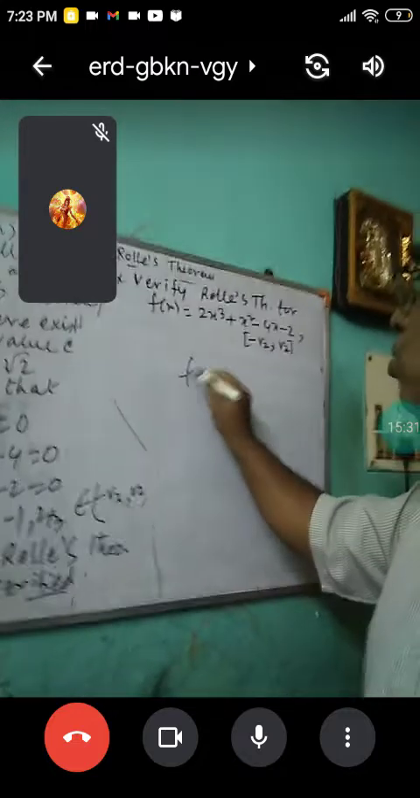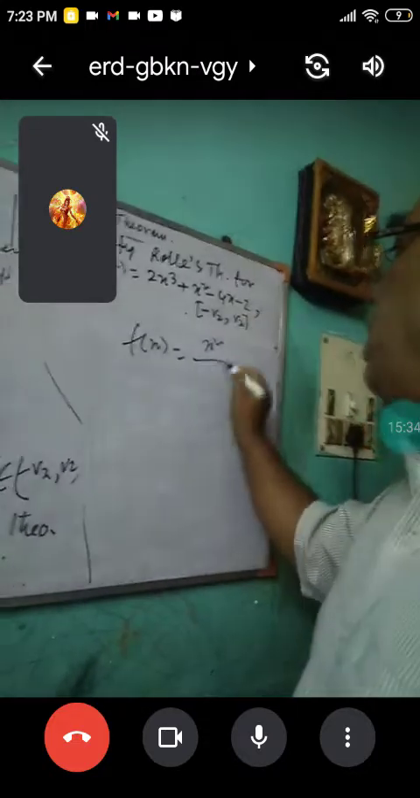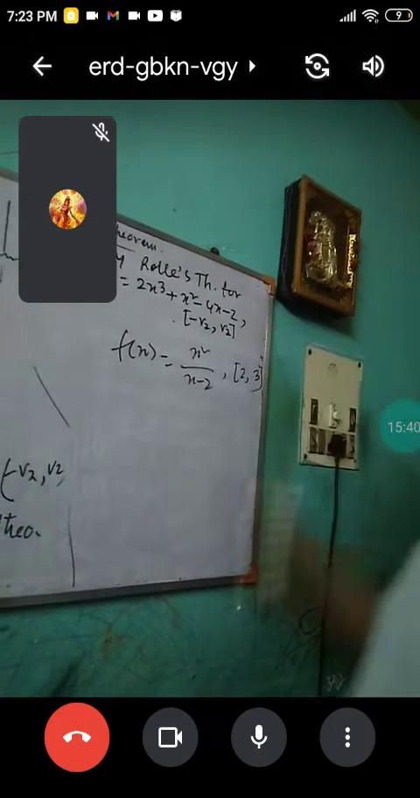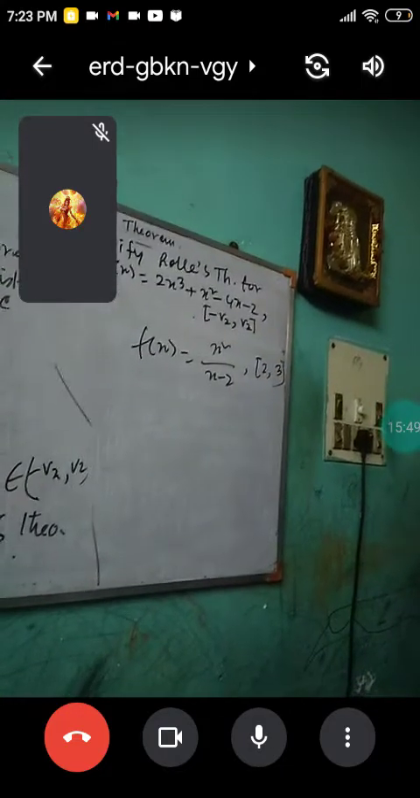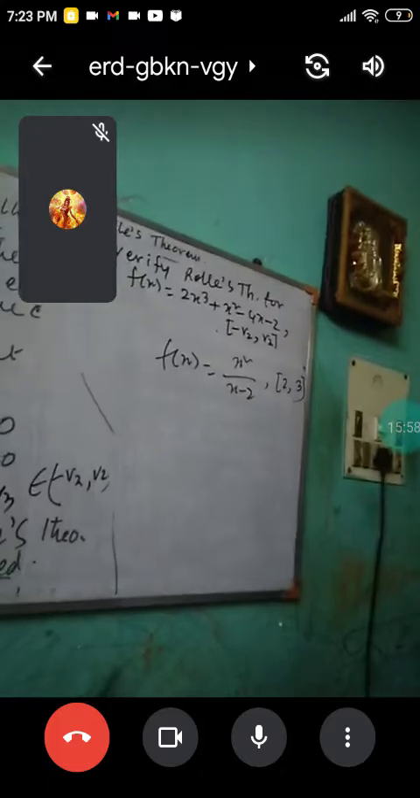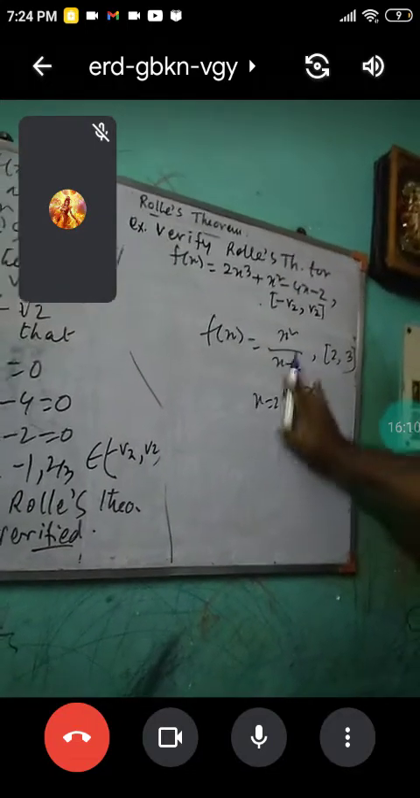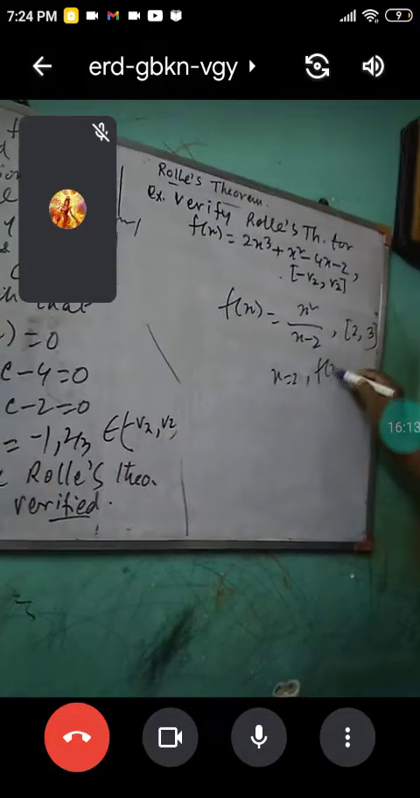Suppose f x equal to x square by x minus 2, and the interval is 2 to 3. Does this function satisfy Rolle's theorem? Firstly, it is not a continuous function, since this is not a polynomial function. Now you see, f x does not exist at x equal to 2. That means if we put x equal to 2 in this function, we are getting infinity. So f 2 is equal to infinity.